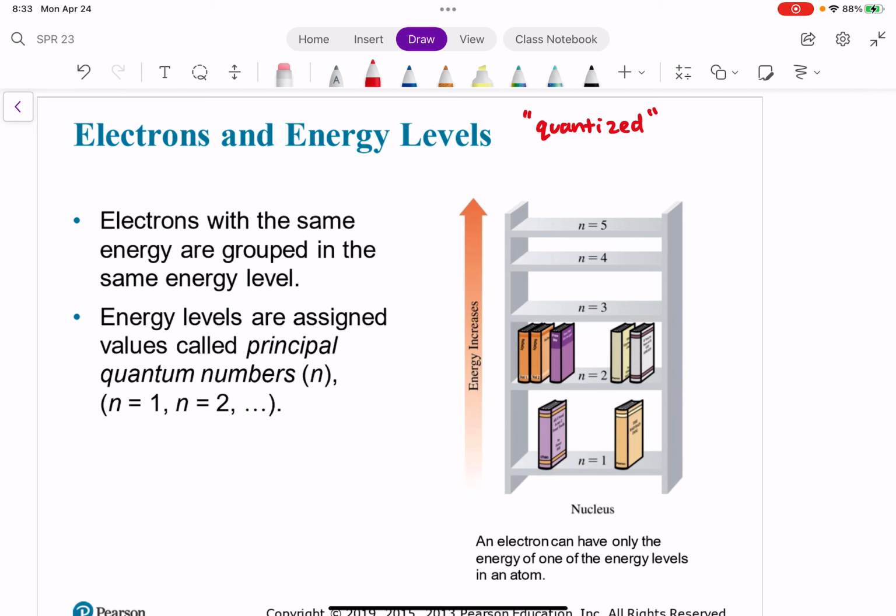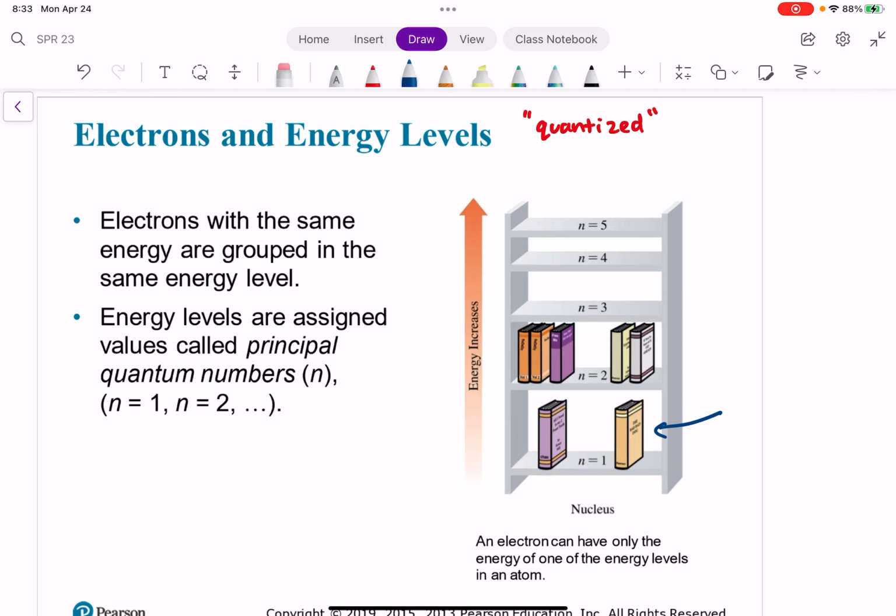So looking at this bookcase, as we go up this way, the energy is increasing, right? So we said N equals 1 is energy level 1, N equals 2 is level 2, level 3, level 4, and so on, right? So each of those shelves represents a different energy level that is increasing the higher you go. So at that first energy level, N equals 1, if we put electrons on that shelf, it's pretty easy to put them there, right?